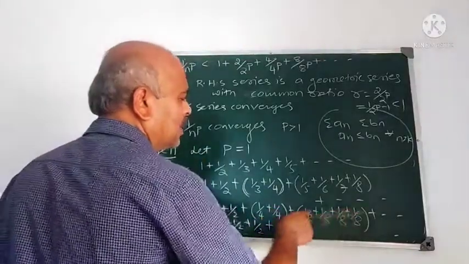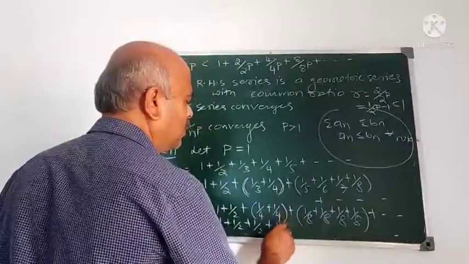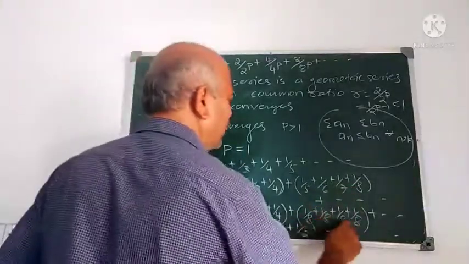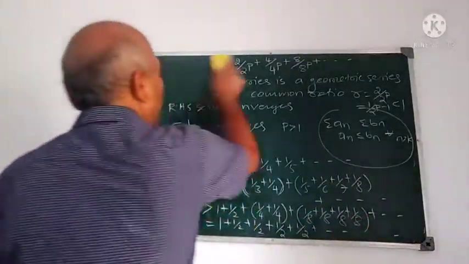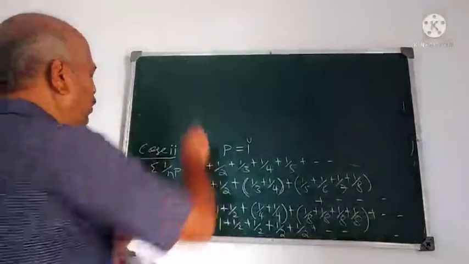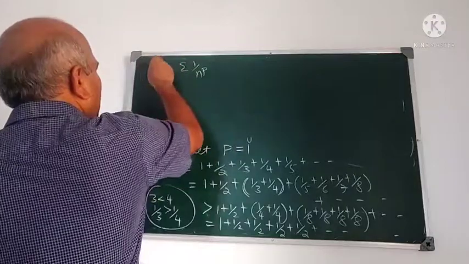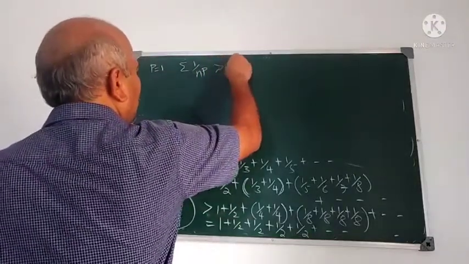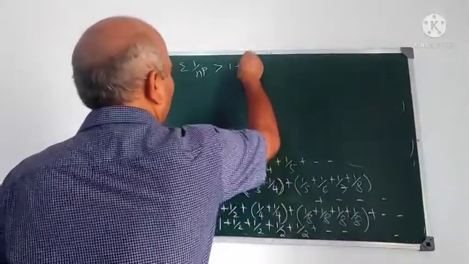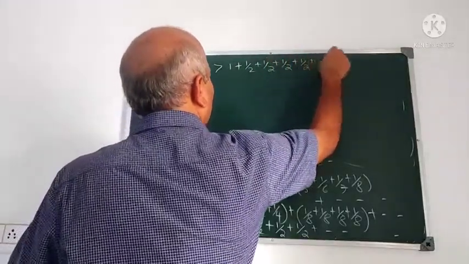And you add this, it is 4 by 8. 1 by 8, 1 by 8, 1 by 8, 1 by 8. 4 by 8 is 1 by 2. Plus the next group also becomes 1 by 2, and so on. So when p is equal to 1, sigma 1 by n raised to p is greater than 1 plus 1 by 2, plus 1 by 2, plus 1 by 2, and so on.